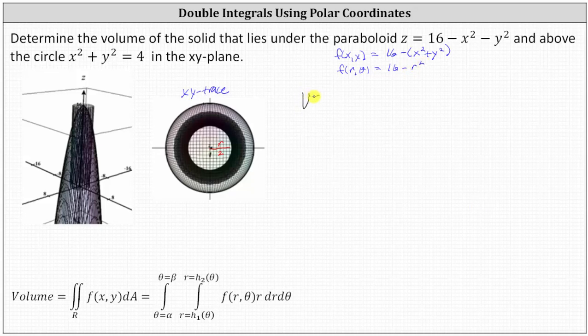So the volume V is equal to the double integral over the region R of f of r comma theta, which is 16 minus r squared, and then we have r dr d theta, again because we're using polar coordinates. Now we need to determine the limits of integration for r and theta, looking at the xy trace. The radius r starts at 0 and goes out to 2, so the limits for r are from 0 to 2. The limits for theta will be from 0 to 2 pi, all the way around the circle.